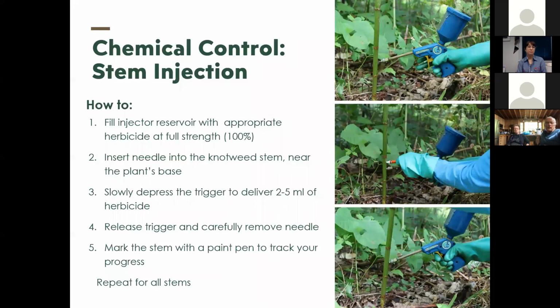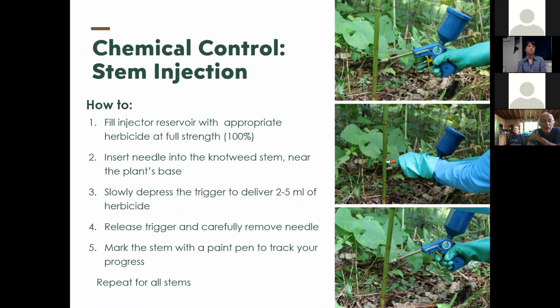Next, we'll discuss stem injection. This is a more specialized application technique that involves using a special tool to deliver herbicide to the hollow stem of the knotweed plant. So you can see this is one design of an injector on the right-hand side. This is a nice blue unit. It has a reservoir on the top that holds herbicide, and then it is fed through this squirt gun-like device through a sharp needle into the hollow stem of the plant.